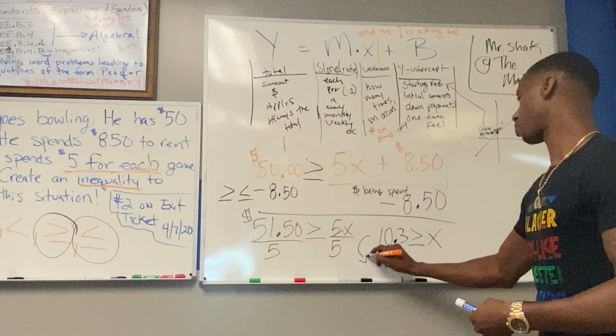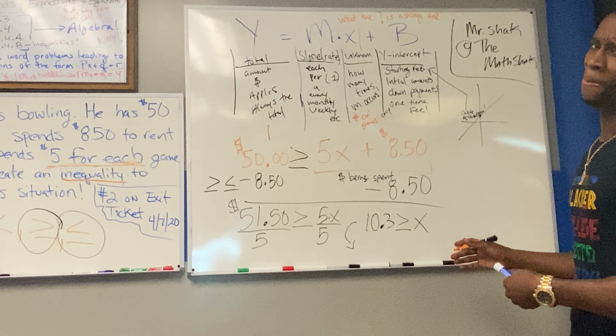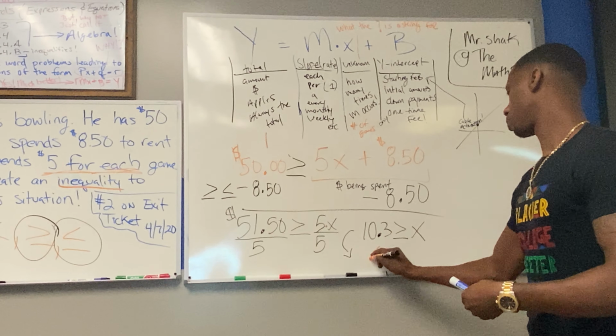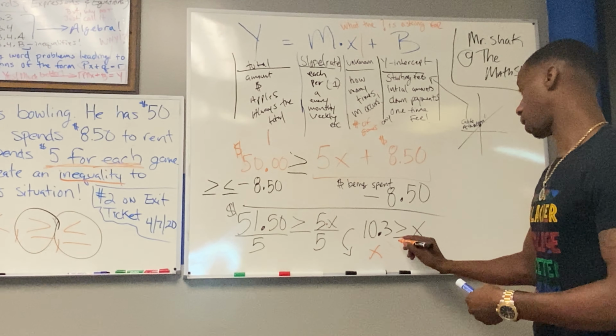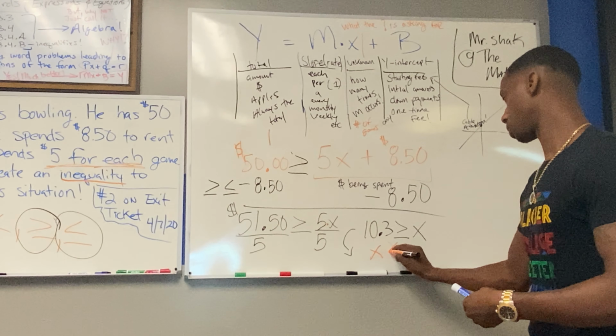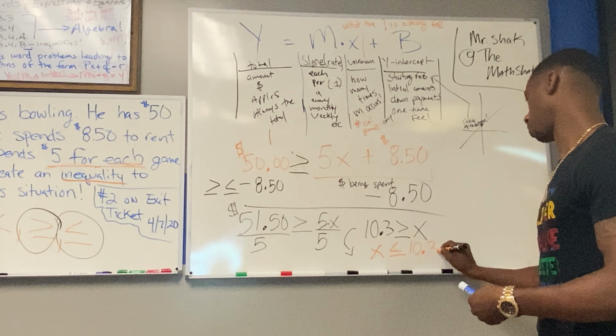Or let's flip this around and write it. I like to write inequalities with the variable on the left side. So x is still going to be the same. Small side to the x is less than or equal to 10.3.